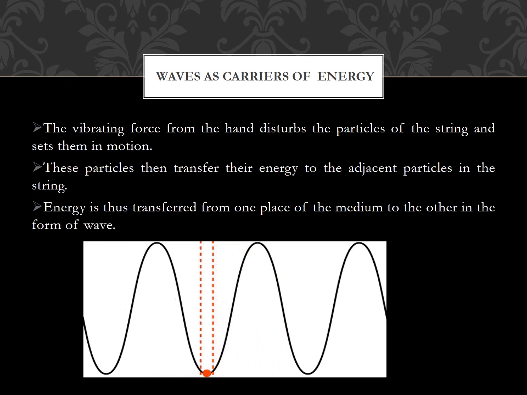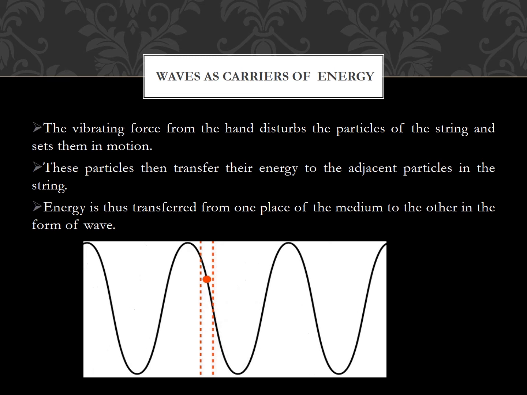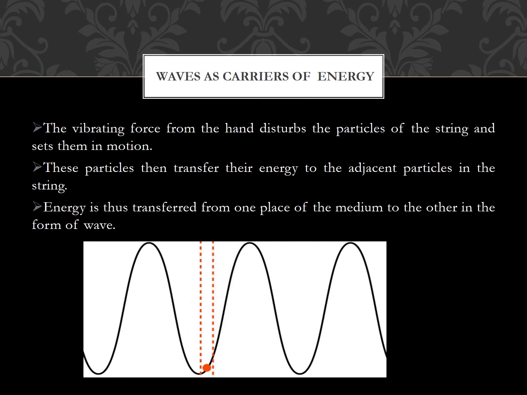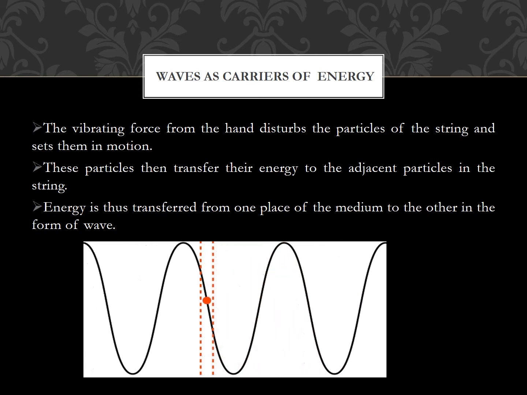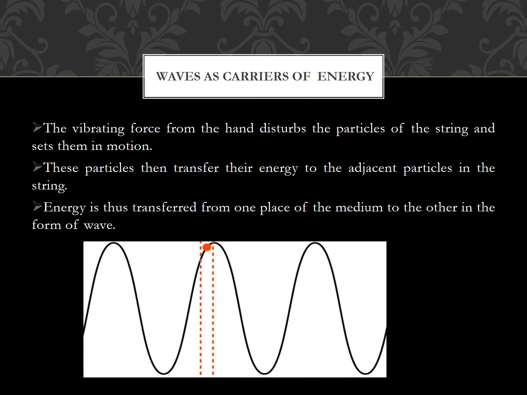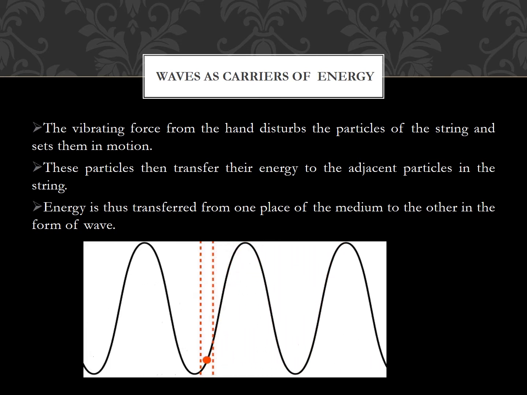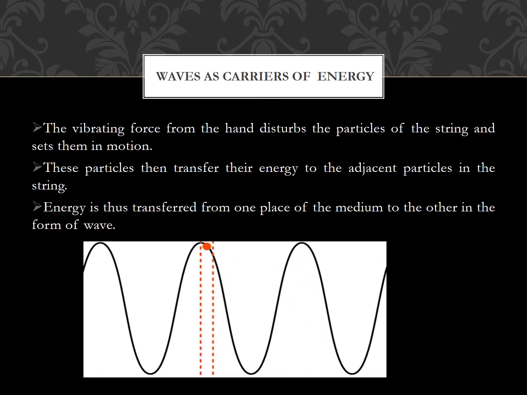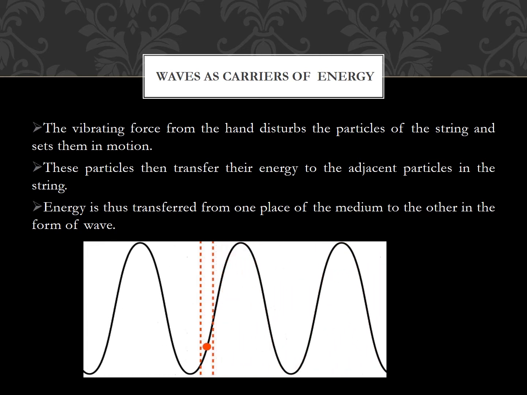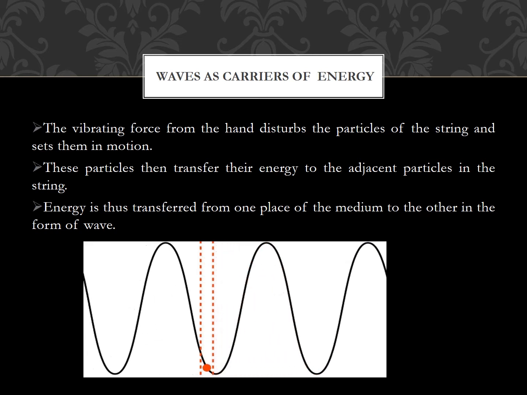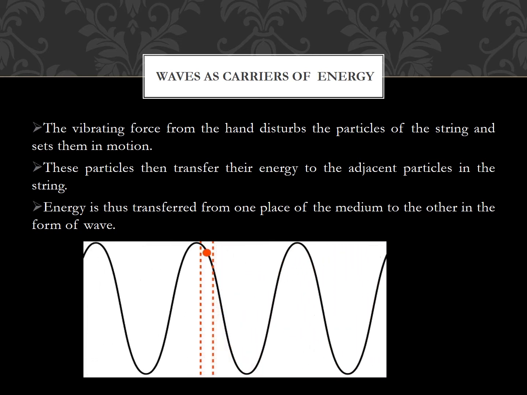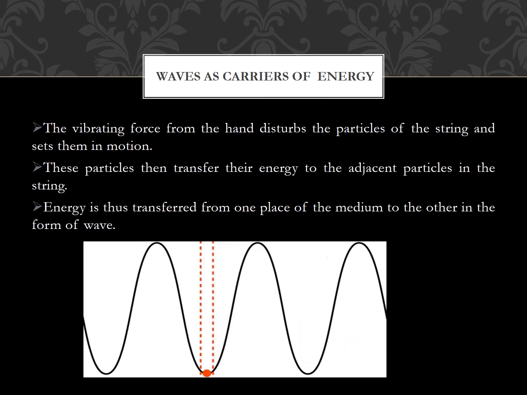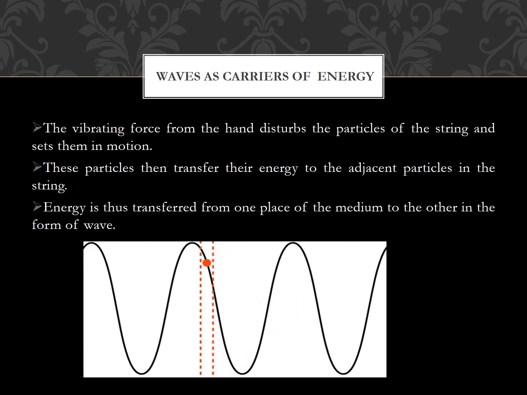Actually, what happens when we start vibrating the string? When we start vibrating the string, the vibrating force from the hand disturbs the particles of the string and sets them in motion. As you can see, a particle with the orange color starts moving up and down. It basically represents the disturbance of the particle. As these particles transfer their energy to the adjacent particles in the string, this energy is transferred from one end to another end of the medium in the form of a wave.